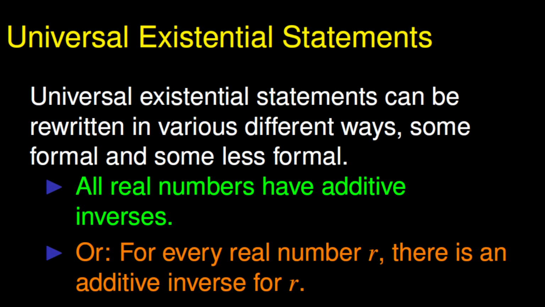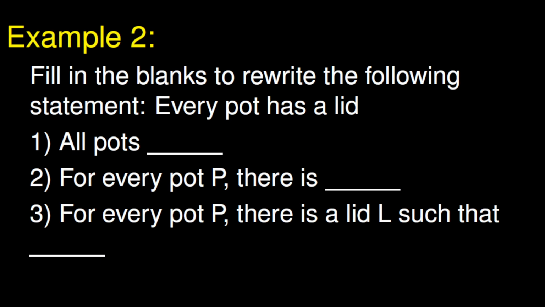In this second example, we are asked to fill in the blanks to rewrite the following statement, every pot has a lid. In question 1, the statement starts as follows, all pots, then we have to fill in the blank to complete the sentence while maintaining its logical meaning. In question 2, the statement starts as follows, for every pot P, there is, then we have to fill in the blank. In question 3, the statement starts as follows, for every pot P, there is a lid L such that, then we have to fill in the blank.